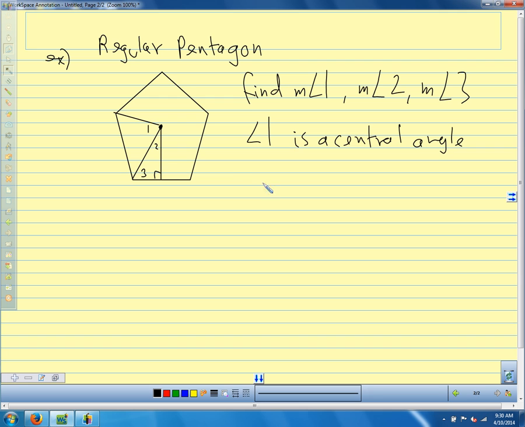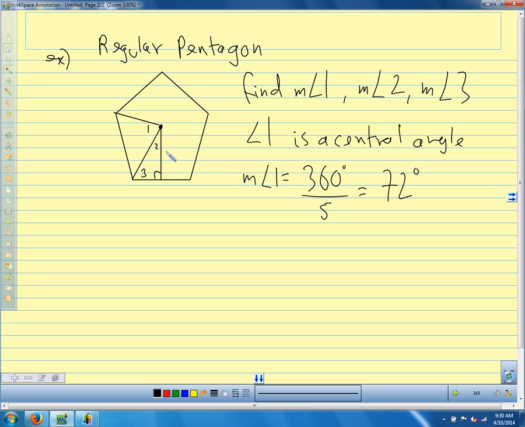So how do we find the measure of angle 1? 360 divided by 5, and that turns out to be 72 degrees. So angle 1 is 72 degrees. That was the easy one to find.